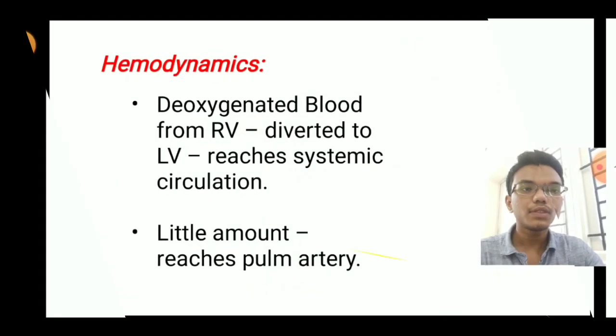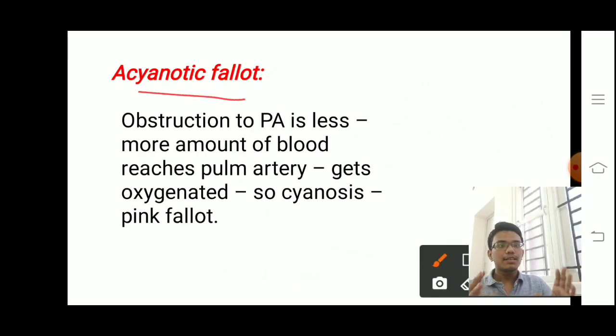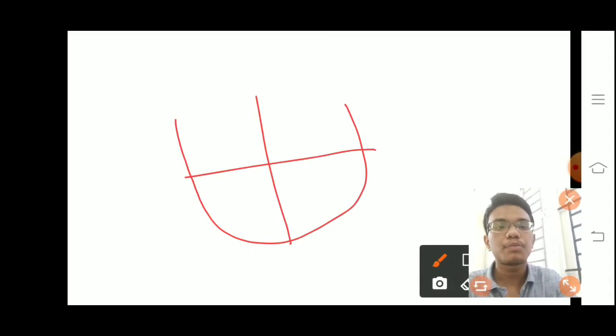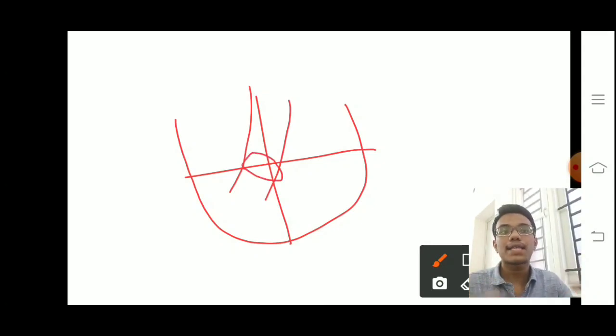Okay, now what is this acyanotic Fallot? Remember, generally Tetralogy of Fallot is a cyanotic heart disease, but there is some condition where it can become acyanotic. How? Let me justify this. Suppose the stenosis is submaximal or minimal. The stenosis is minimal, and so what happens? The amount of blood reaching the pulmonary artery is more. Suppose consider this as the heart and you have this pulmonary trunk. Subpulmonic stenosis is minimal. That means it is not stenosed to a maximum extent.